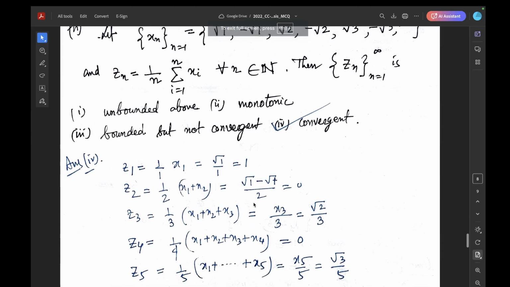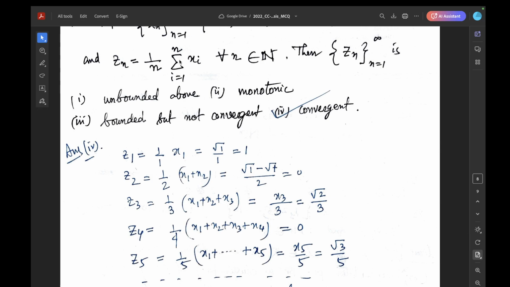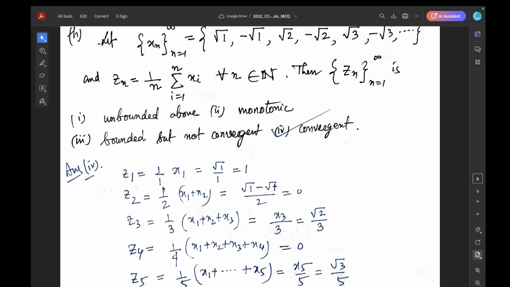Now first to construct the sequence Zn. Members of this sequence Zn, first member Z1. So Z1 is x1 by 1. So x1 is root 1 by 1, that is 1. Z2 is 1 by 2, x1 plus x2. So x1 plus x2 is root 1 minus root 1, so obviously 0.